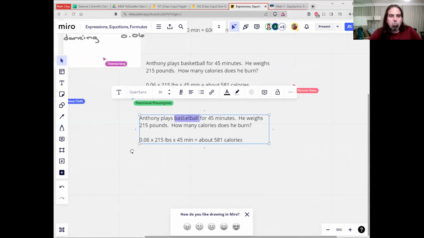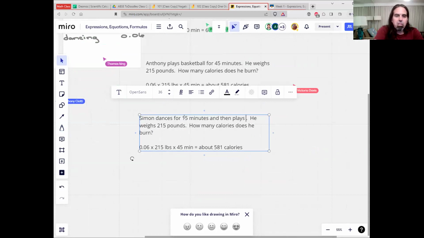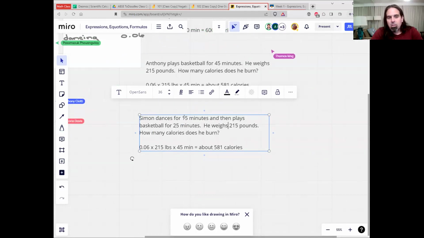And I'm going to make a new story. So I'll use one of my kids. Simon dances for 15 minutes and then plays basketball for 25 minutes. He's only 15, so he weighs 110 pounds. He probably weighs less than that. How many calories does he burn?